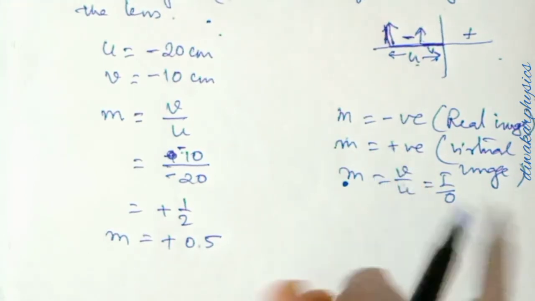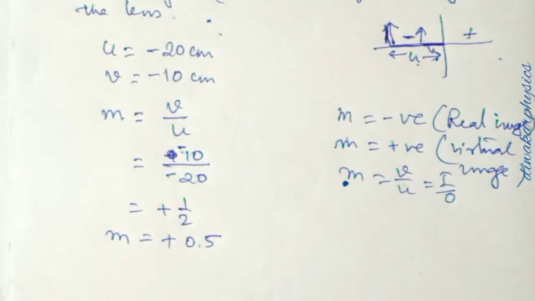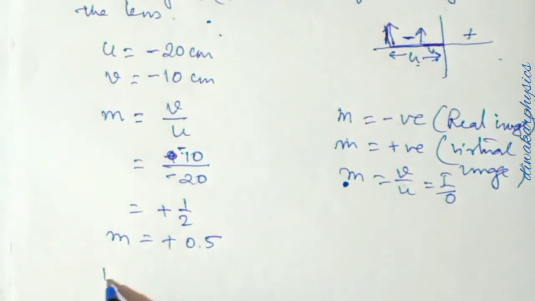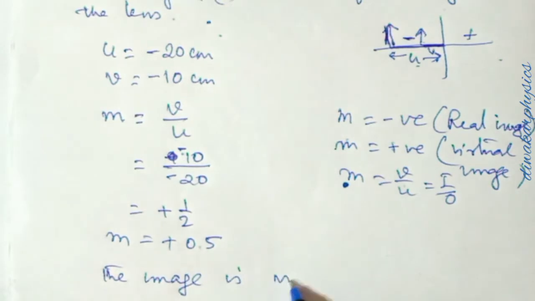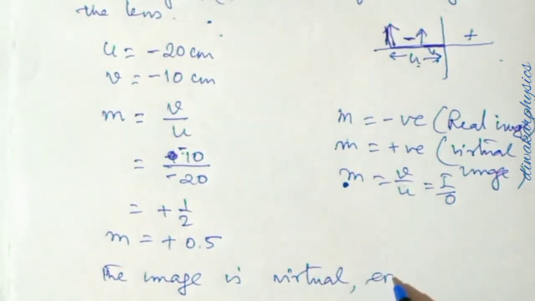Then what is the nature of the image? If it is positive, then the image is virtual. If it is virtual, it is erect. So this is the nature of the image.